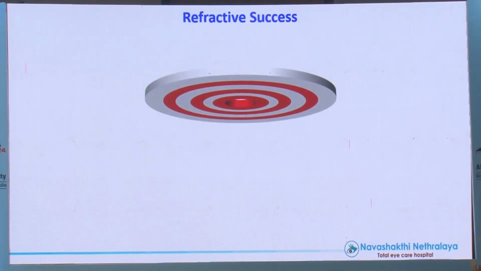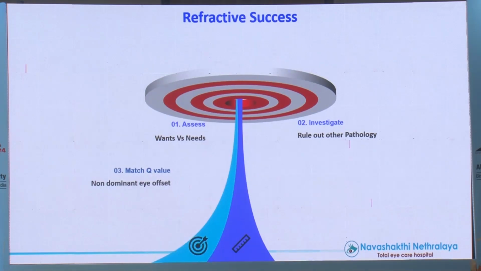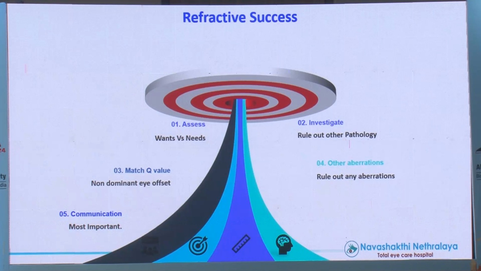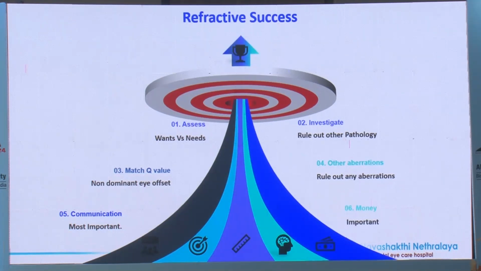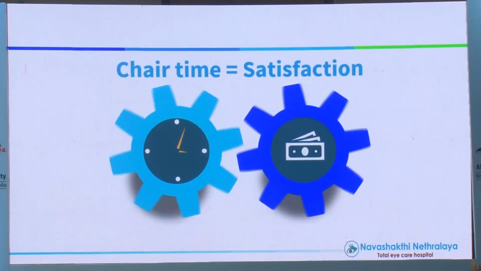Now, to get a refractive success, assess the wants and needs. Patient may have 1,000 wants, see what he needs. Rule out all pathologies in the eye. Look out for dominant eye. This is something which I forgot to tell. I think all of us know how to look out for a dominant eye. Simple test, you can just do this and ask him which eye he is focusing. Usually that is the dominant eye. Match the Q value, rule out the aberrations, communicate, document that communication, and then go ahead. Money is very important, but that's probably the last one to consider. Also, spend a lot of chair time with this patient.